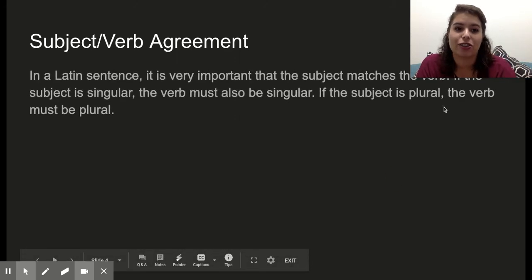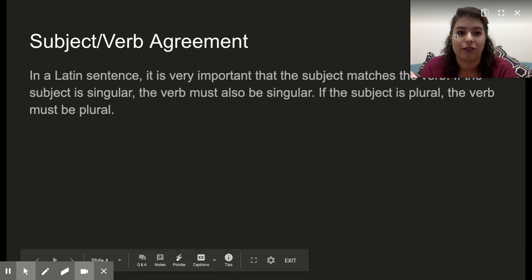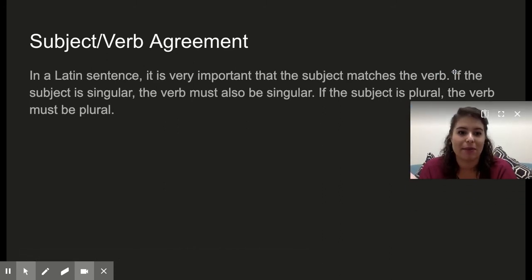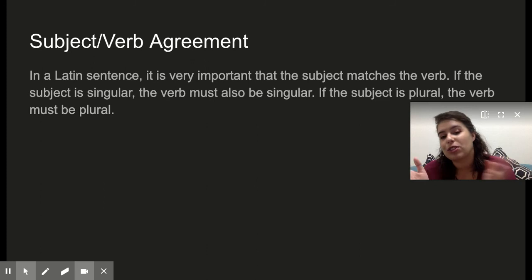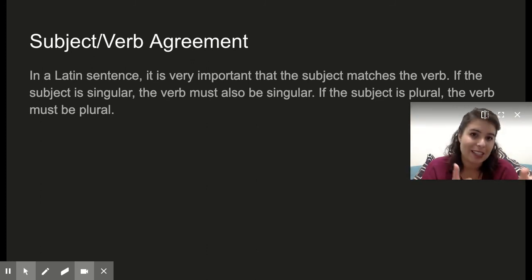We have to make sure that our subject matches our verb. If the subject is singular, your verb has to also be singular.